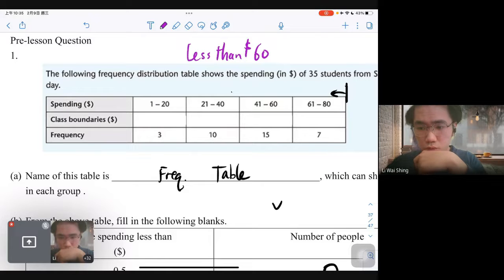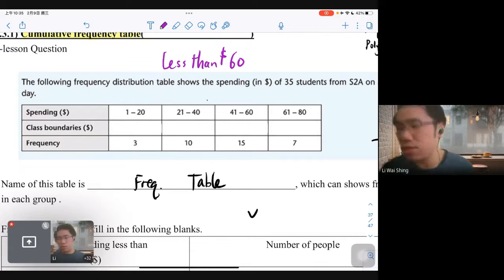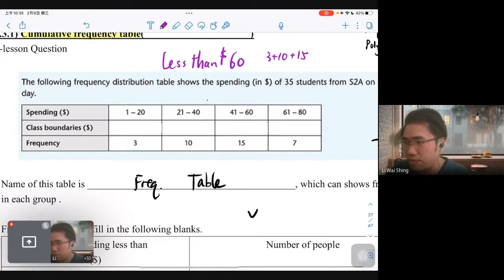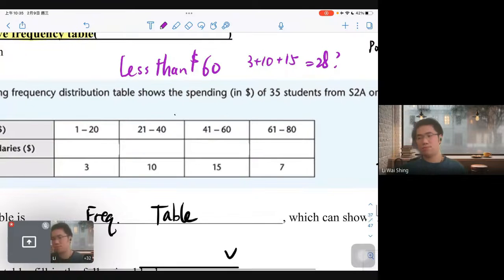少過60蚊又有幾多個人呢？假設喺呢個表度，少過60蚊。Okay? 3 plus 10 plus 15? 28? Is it true? No, it's not true. Why?